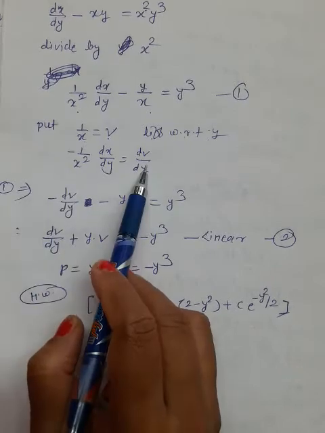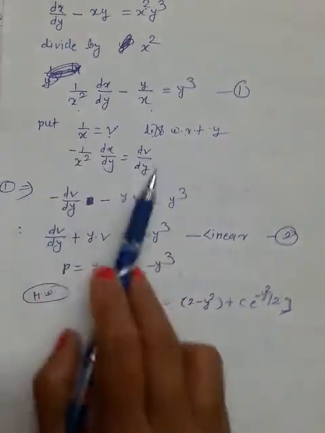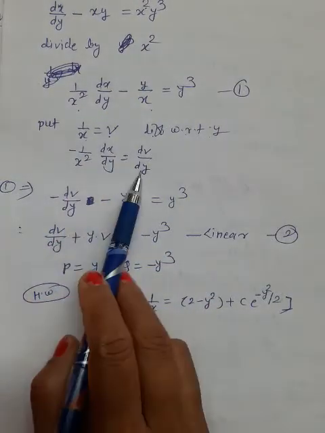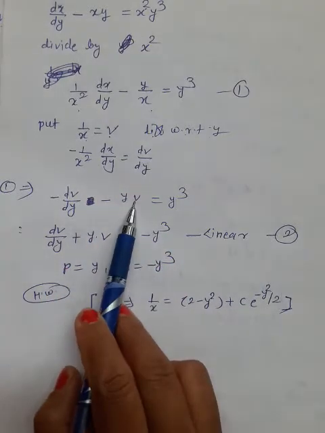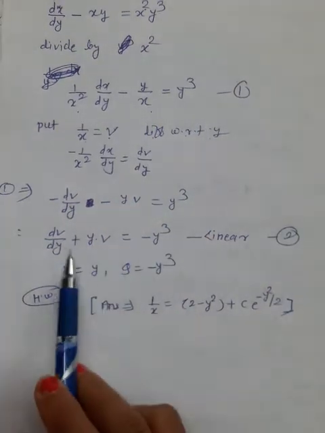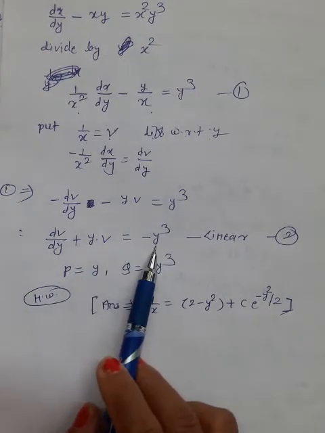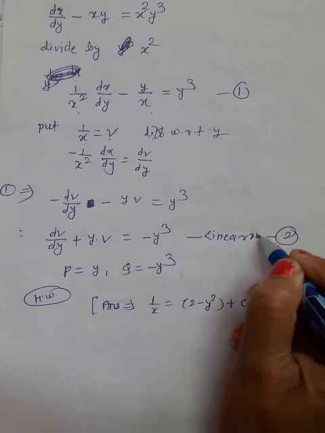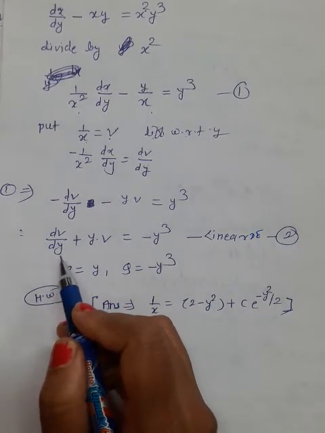Take minus on that side, we get 1 upon x square dx by dy becomes minus dv by dy. Minus, as it is, 1 upon x is v, into y, or y into v, is equal to y cube as it is. Multiply throughout by minus, we get dv by dy plus y into v is equal to minus y cube, which is a linear differential equation. Instead of y, there is v. Instead of x, there is y.